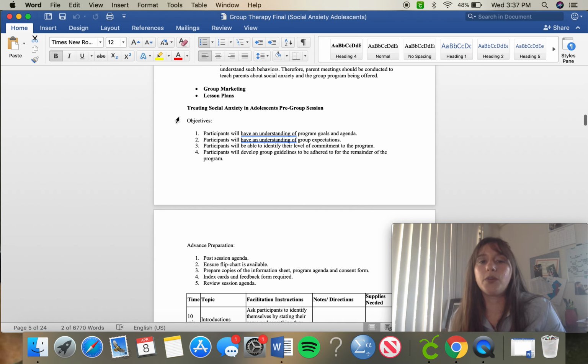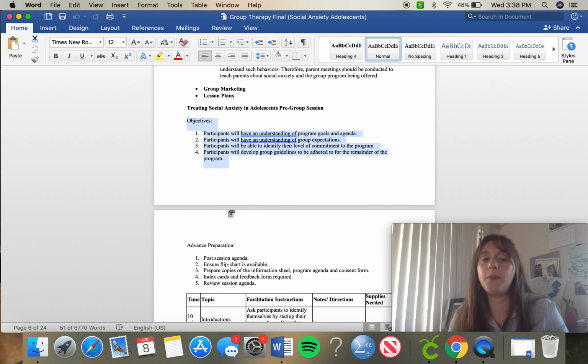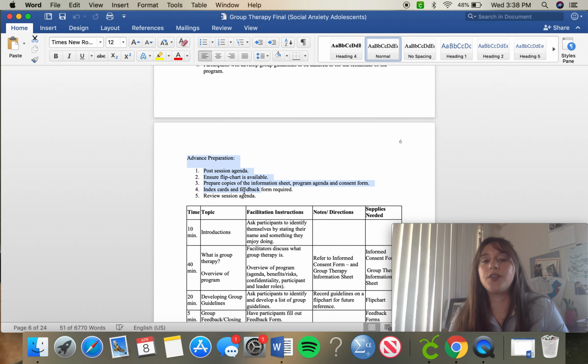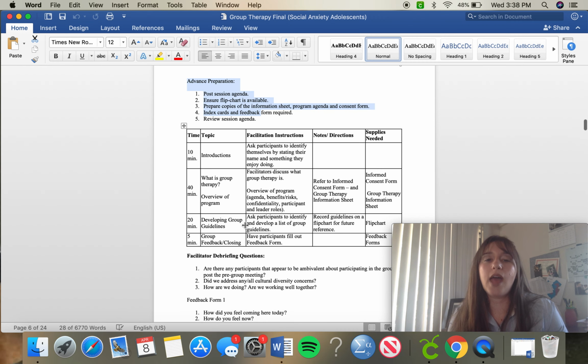So the pre-group session, as I mentioned before, we have the objectives here, so what you're hoping the individuals in your group are going to learn. Advanced preparation, so what you're going to do in order to prepare for this first lesson. And then, as I mentioned before, how it breaks it down. So 10 minutes an introduction, 40 minutes discussing what group therapy is and an overview of the program. It shows you when to refer to certain forms like the informed consent, or maybe you're going to have a group therapy information sheet to share and discuss with these individuals.